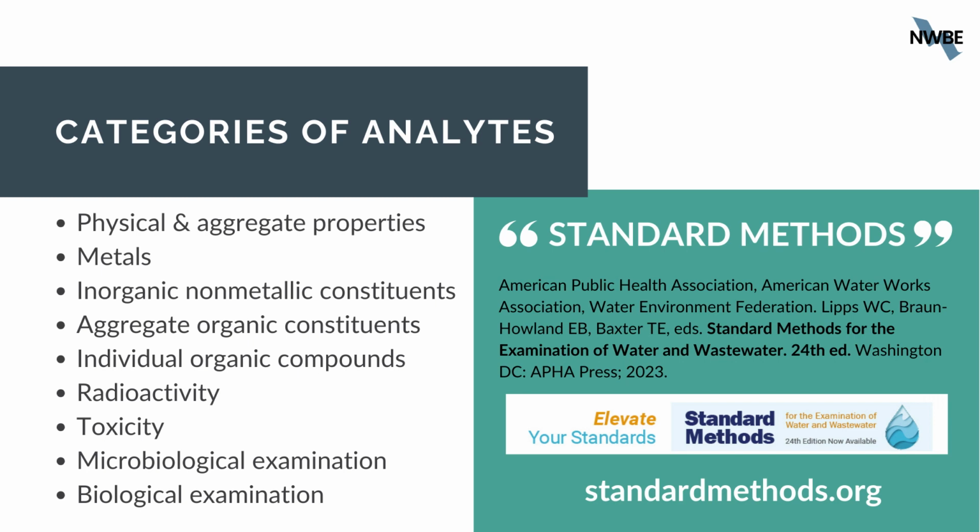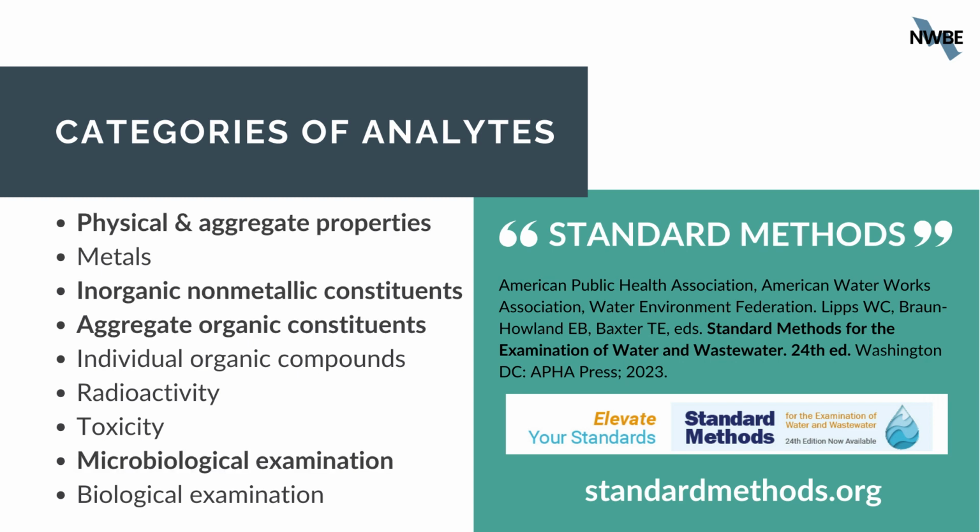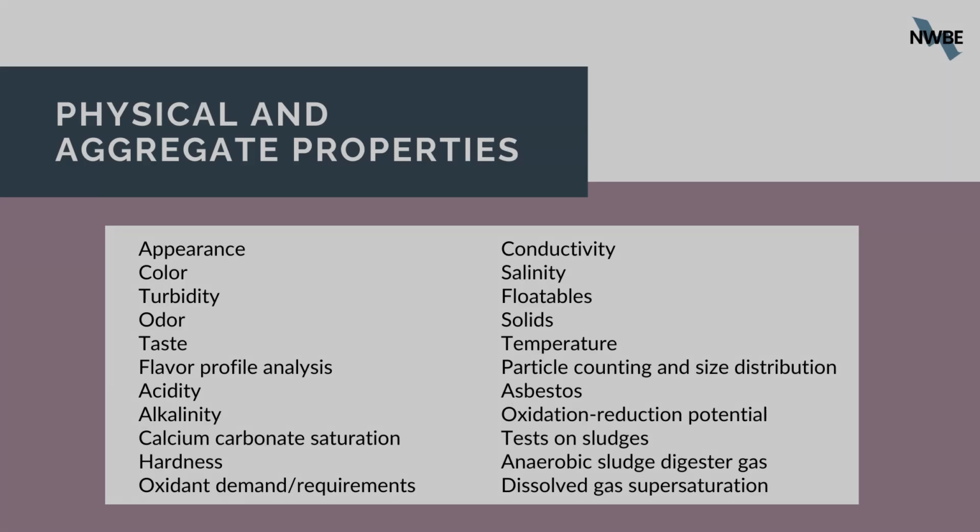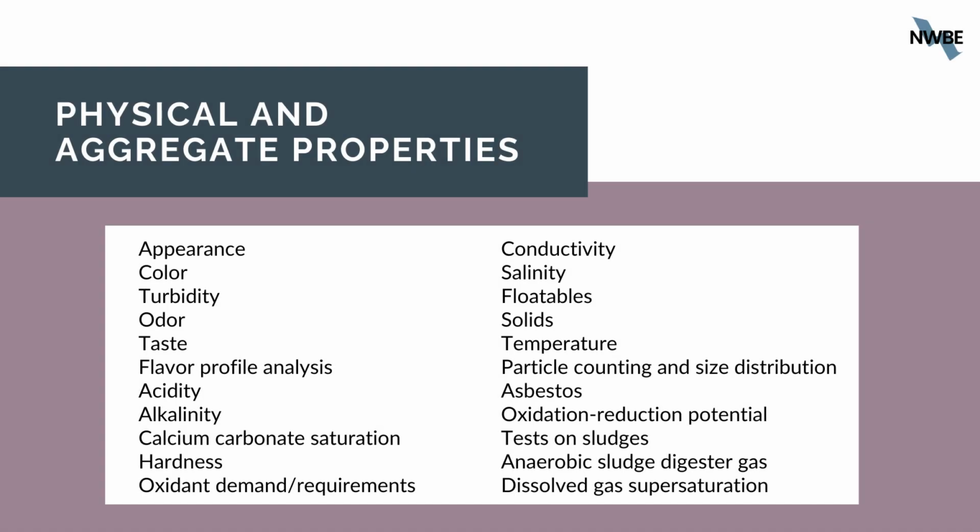Now, I'm not going to talk about all the methods, but I'm going to provide a little bit more information on 4 classes of methods, namely physical and aggregate properties, inorganic nonmetallic constituents, aggregate organic constituents, and microbiological examination. If we look at the physical and aggregate properties chapter, we see methods for all of the properties listed here, from appearance to dissolved gas supersaturation.